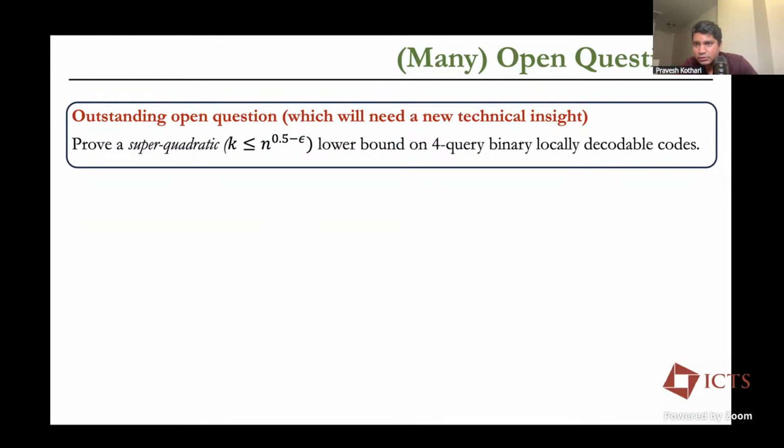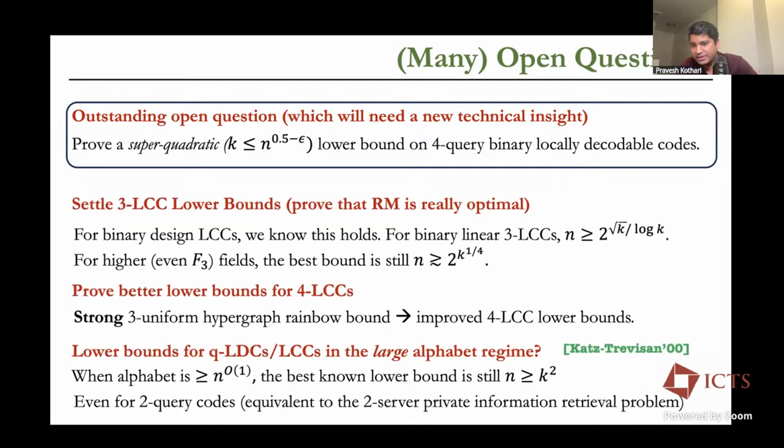Let me also give you interesting questions that I believe are more approachable. I'll pose 3 questions and then I'll end. First, we are close to but not quite done with settling the 3 query locally correctable codes lower bound. I told you that for linear locally correctable codes, we can basically prove that Reed-Muller codes are optimal. For general binary linear 3 query locally correctable codes, this very nice work of Umar and Venkat shows that n has to be at least 2 to the root k, but it is log k short in the exponent. And for higher fields, if you wanted to work just on F3, the best bound is still 2 to the k to the 1/4.